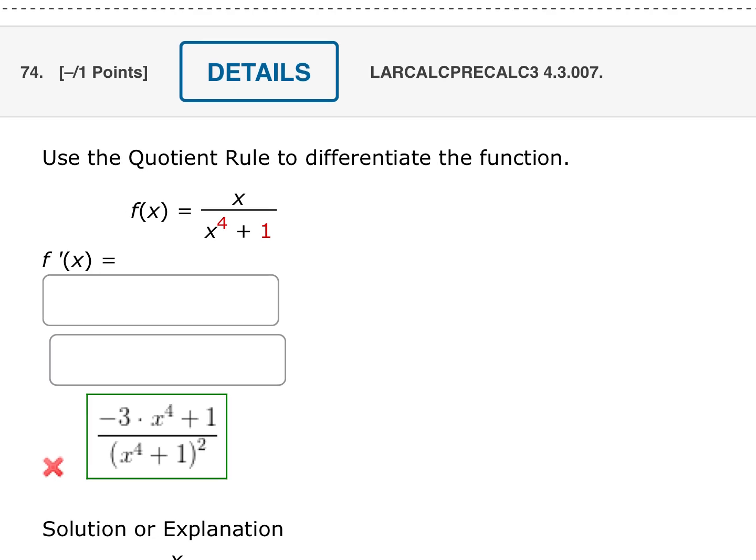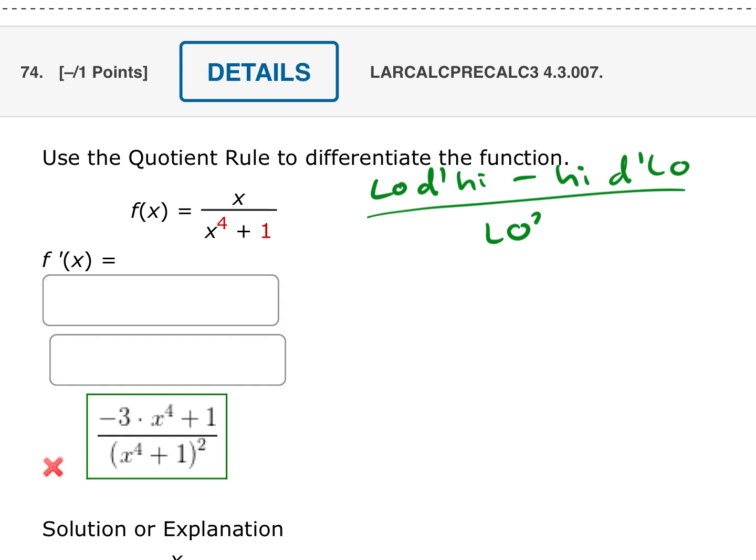All right, quotient rule. Low D high minus high D low over low squared. You want me to work it out? No. We're good with this? Okay.